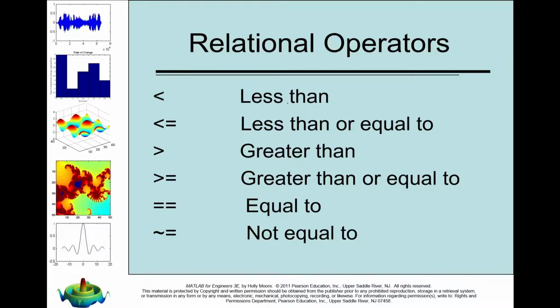So we have this less than symbol. If you combine the less than symbol with an equal sign, this means less than or equal to, and this is the greater than. And then if you combine the greater than with an equal sign, it means greater than or equal to. And then if you combine two equal signs, it means that you want to make a comparison based on an equal to statement. And this one, the tilde sign combined with an equal sign, means not equal to.